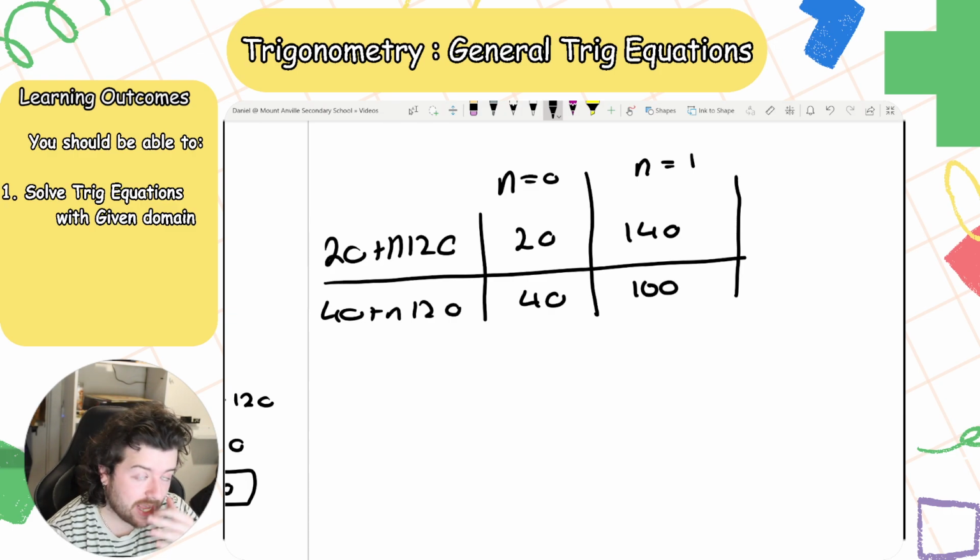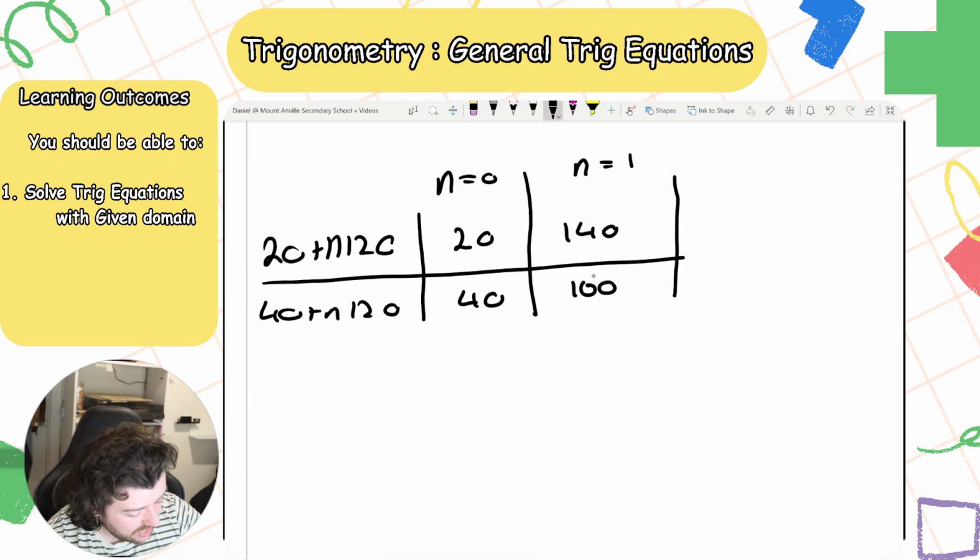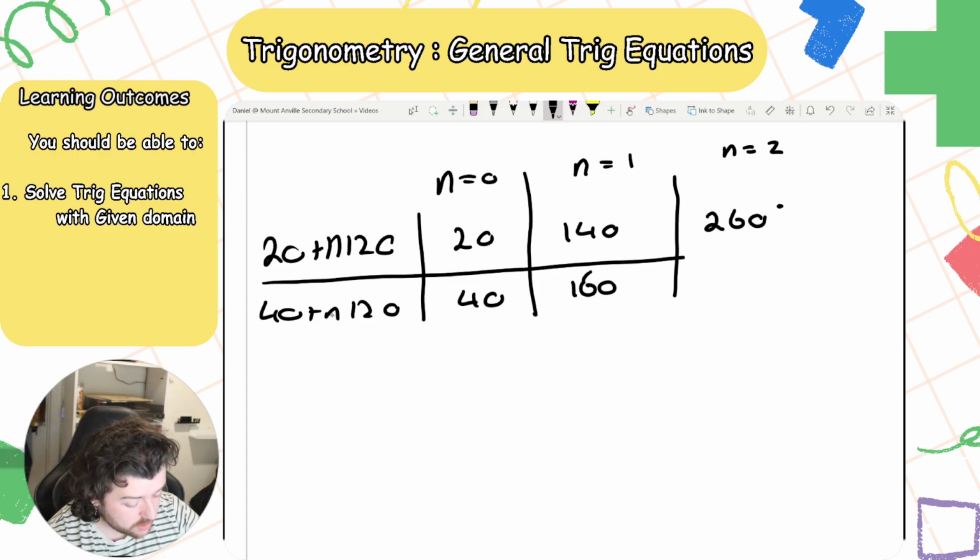Okay, so remember my range, my domain, is from 0 to 360. So I'm still within 360, so I can add another rotation here. So n is equal to 2. So 20 plus 2 times 120 is 20 plus 240, which is going to be 260 degrees. Then 40 plus 2 times 120, so 40 plus 240 is 280, right?